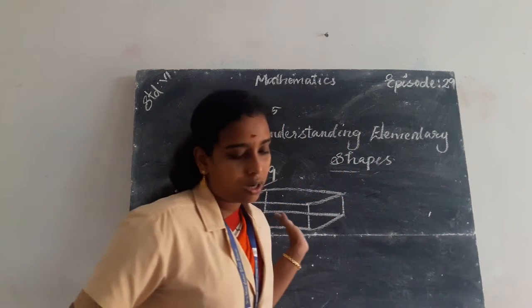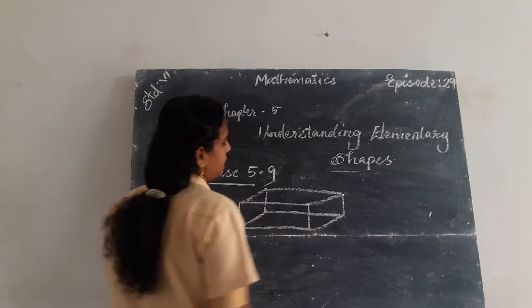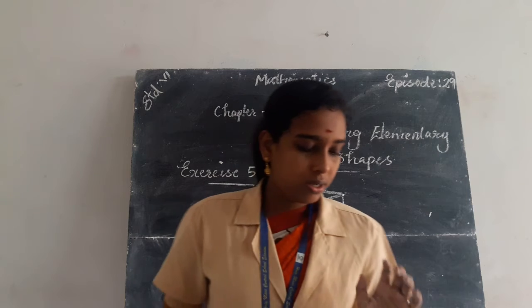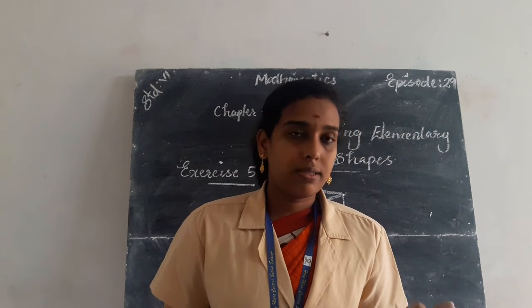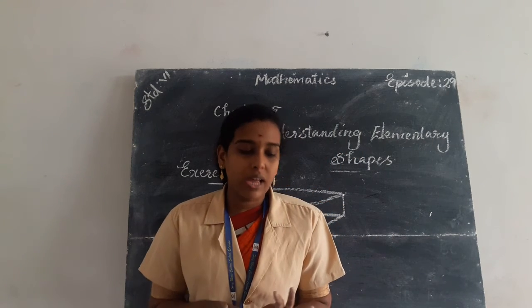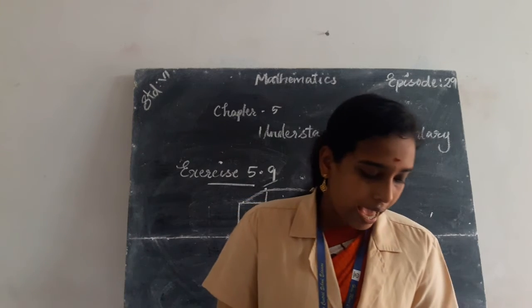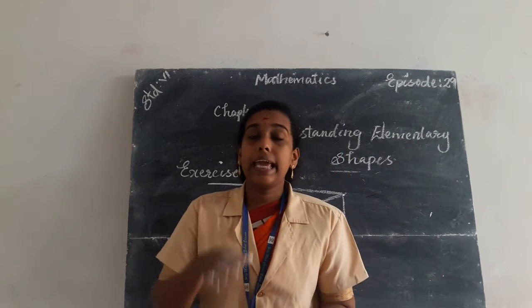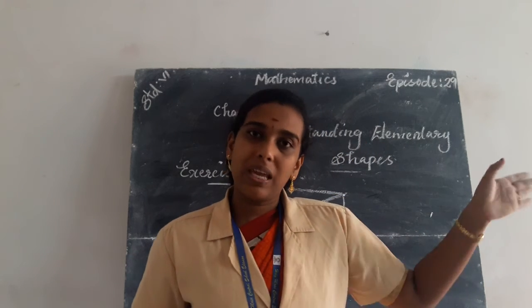Each face has 4 corners: 1, 2, 3, 4. Then a cube is entirely made up of squares. So a cube is a cuboid whose edges are all of equal length, and a cube has 6 faces, 12 edges and 8 vertices. That you also studied in your previous classes.